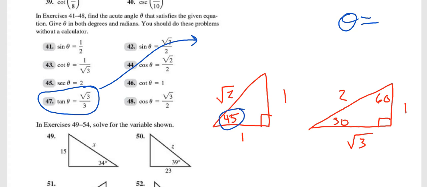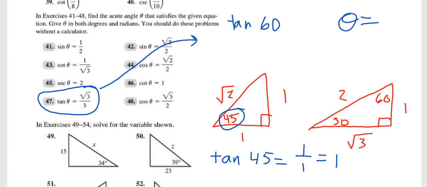What's the tangent of 45? Opposite over adjacent. It's 1, right? What's the tangent of 60? Radical 3 over 1, which is just plain old radical 3. What's the tangent of 30? You're ahead of me. I know you're right.